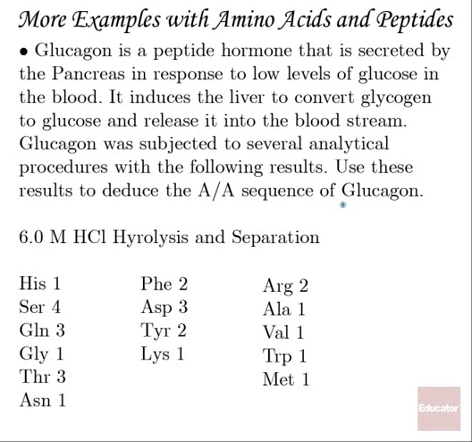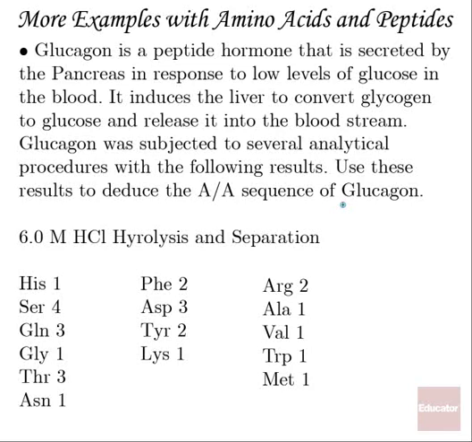So glucagon just does the opposite of what insulin does. If the blood sugar gets too high, insulin is released. If the blood sugar gets too low, glucagon is released. It's a way of maintaining the blood sugar level at some stable level, hopefully.